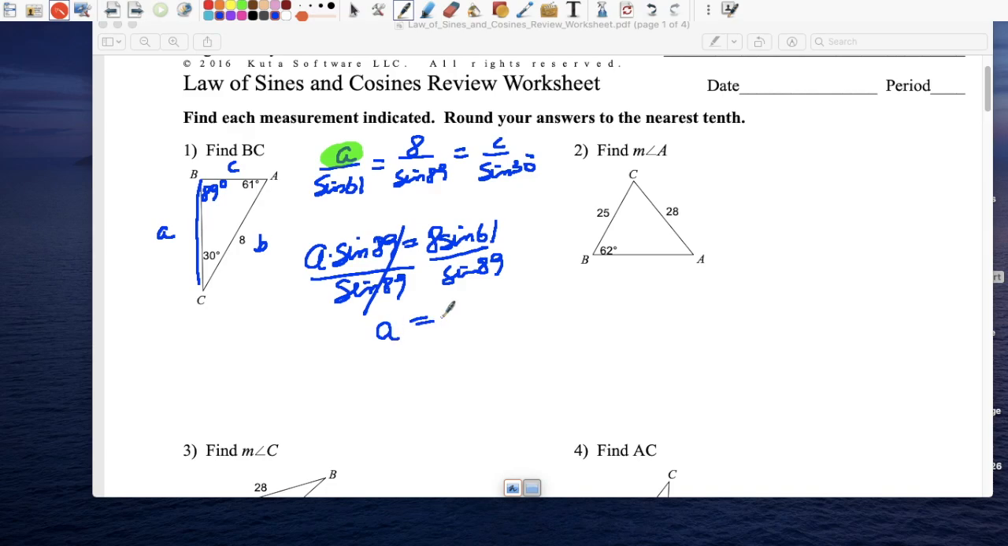Let's put that in the calculator. 8 times sine of 61 divided by sine of 89, enter, and we get 6.998. I know it says nearest tenth, but usually in your test you're going to do nearest hundredth, but this rounds out to 7. So a, little a, measures 7 units. That's it.